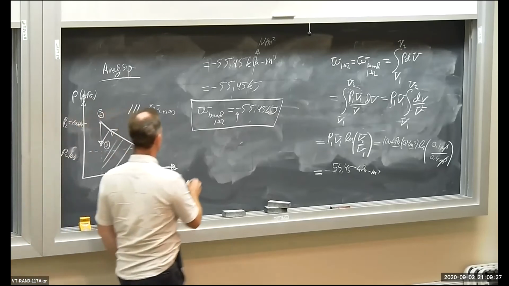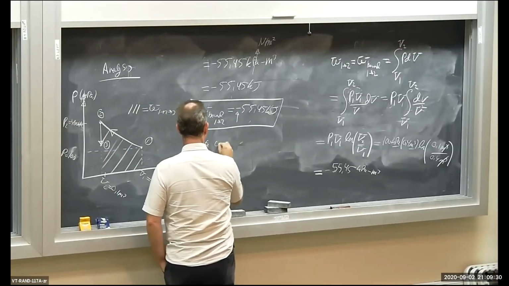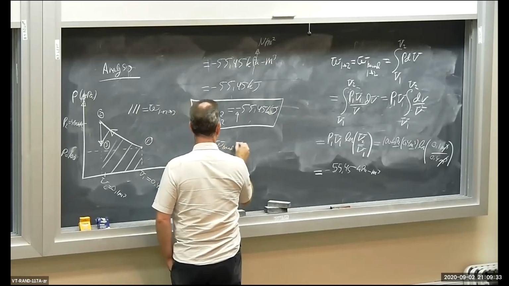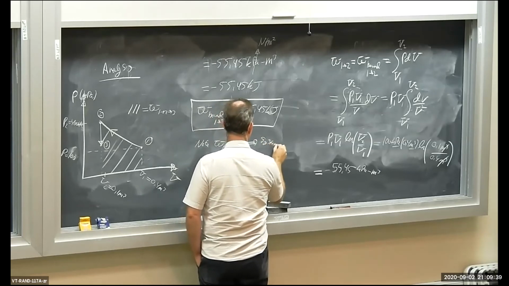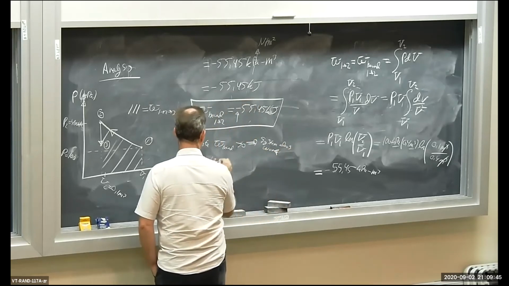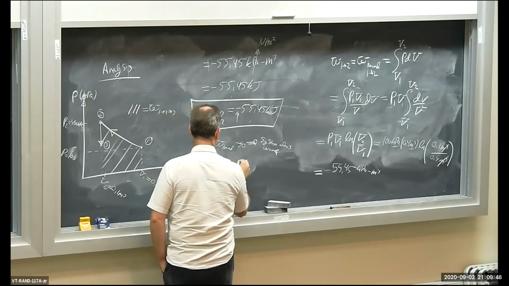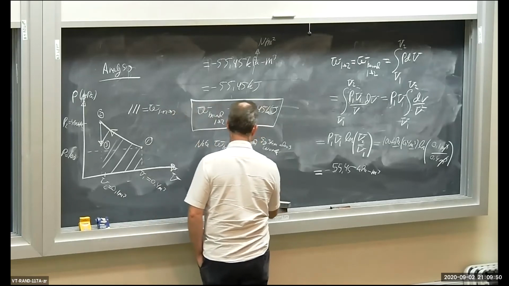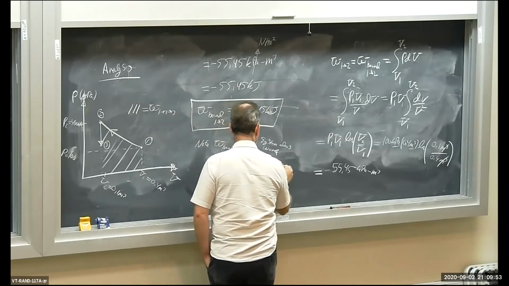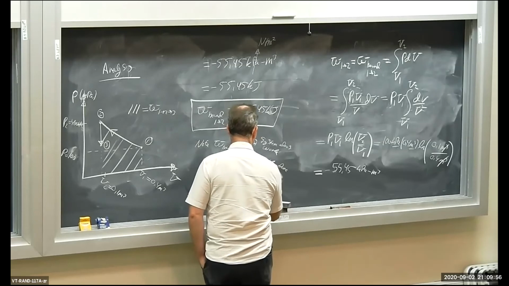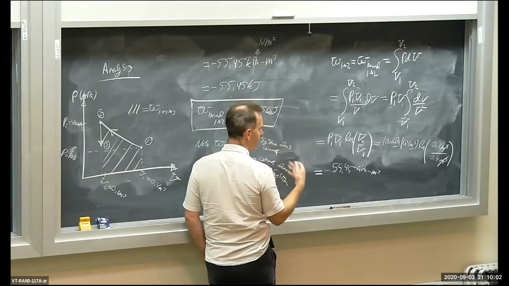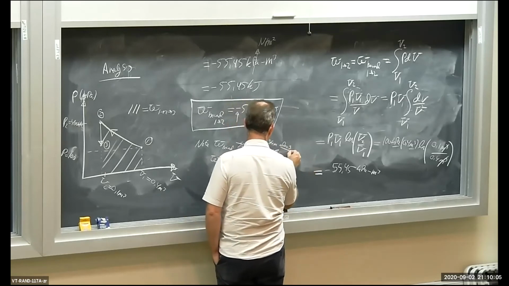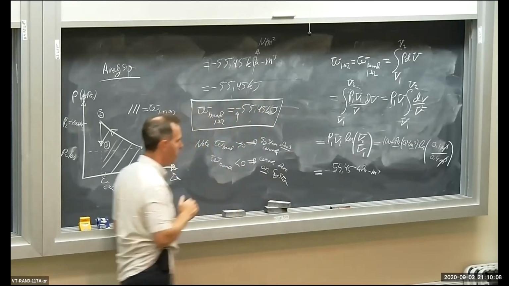Note, W boundary greater than 0, system does work. W boundary less than 0, i.e. negative, work done on system. System does work, or work done by the system. System does work, work done on the system for when boundary work is negative.